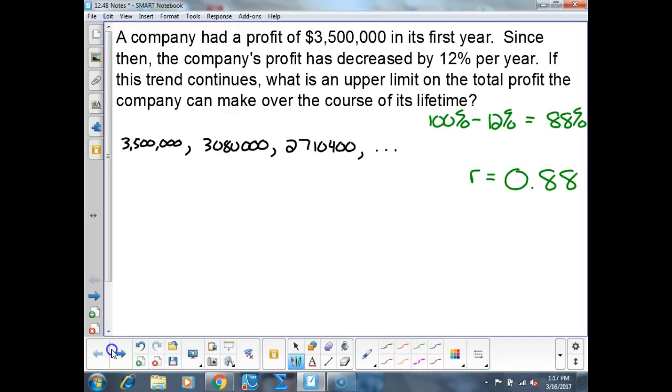If this trend continues, what is an upper limit on the total profit the company can make over the course of its lifetime? Okay? So what does that mean? What are we looking for there? What does that sentence mean? So what does that mean? What do we got to find?